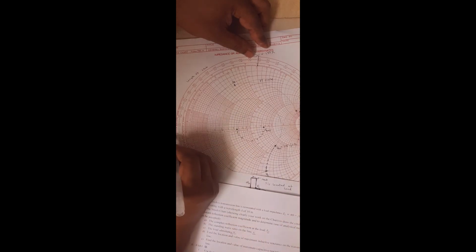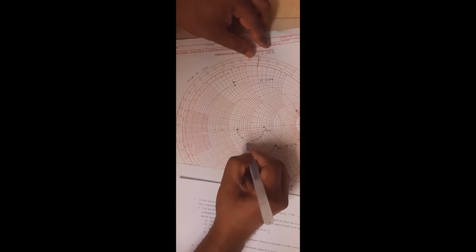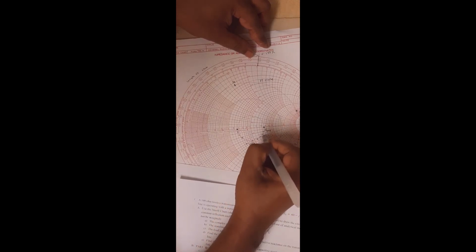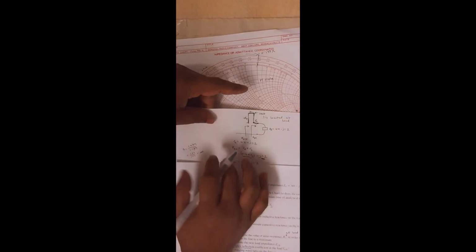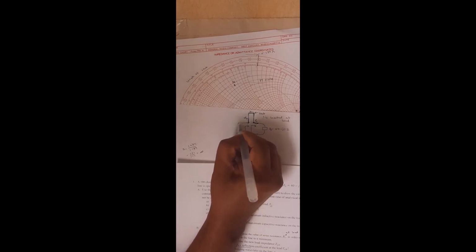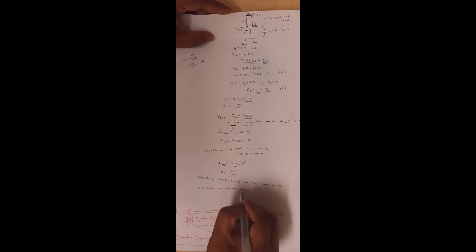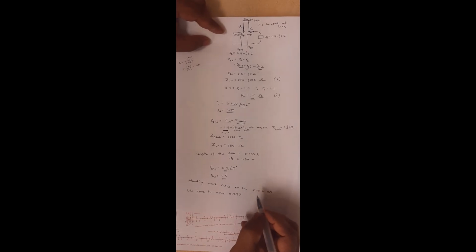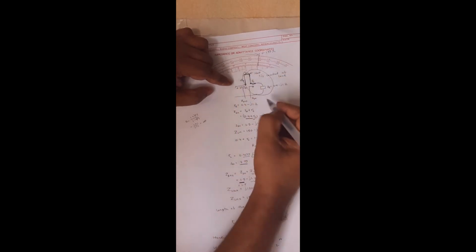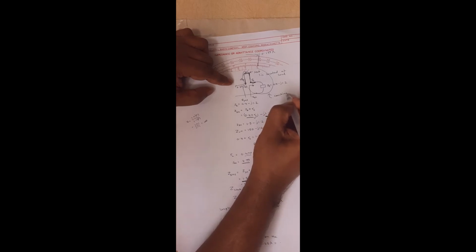And the distance up to this is lambda over 4, right? So it is 0.25, at this 0.5. So it will be 0.25 lambda. So from here you have to move 0.25 lambda, equal to 2.5 meter from the combined load. So this is my combined load now. From the combined load, we have to move 0.25 lambda.